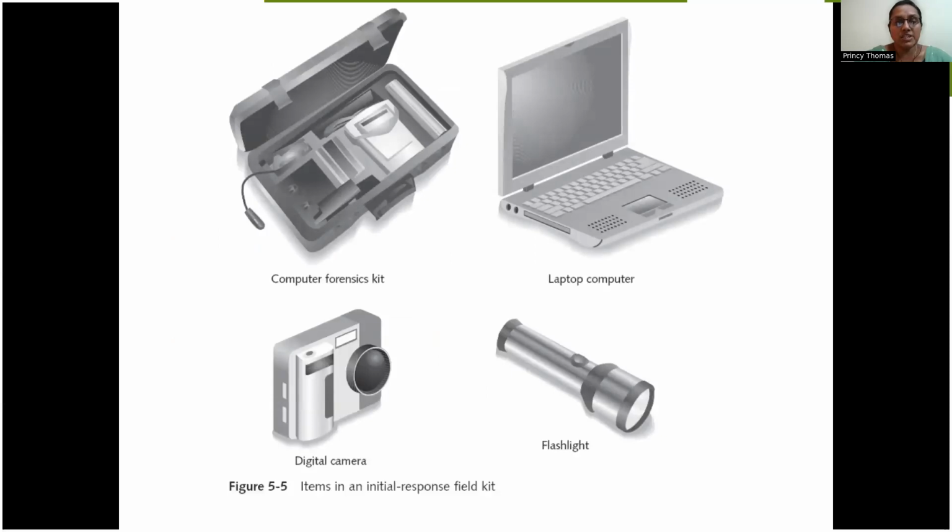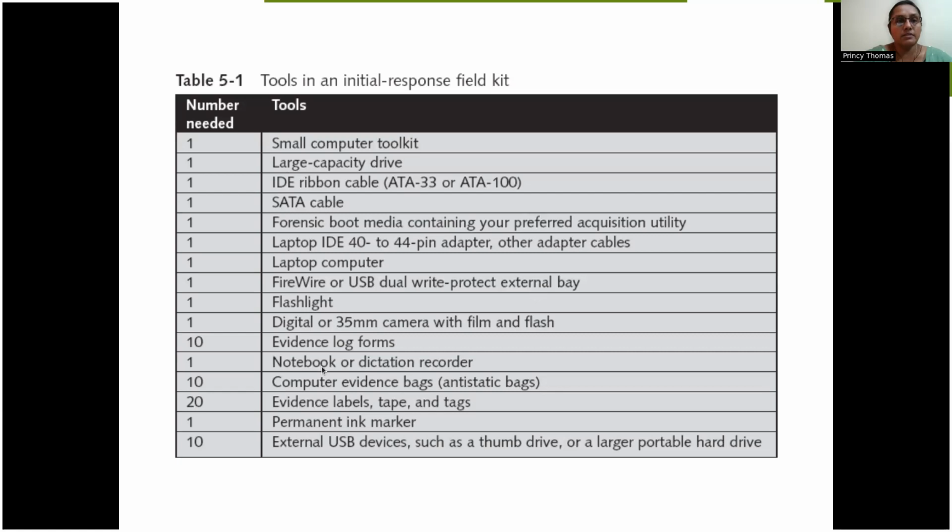These are some of the initial response field kits. You have a forensic kit, a laptop, a flashlight, a digital camera, and other tools, along with the number of items of each kind. So you have a computer toolkit, large capacity drive, IDE ribbon cable, SATA cable, forensic boot media, laptop IDE adapters, FireWire or USB dual write protect external bay, flashlight, digital camera, evidence log forms, computer evidence bags, evidence labels, tape, tags, and external USB devices. These are there in multiples, you can see 10, 10, 20, 10. Others, like a notebook or dictation recorder and permanent ink marker, are only there as one item. So these are some of the items in your initial response field kit.